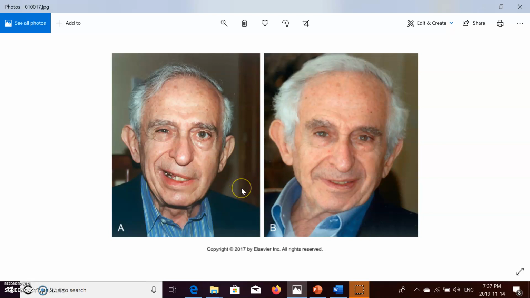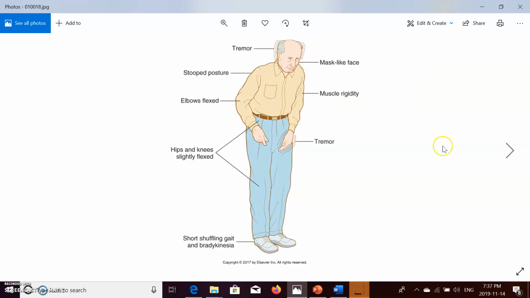It has no age group. Anybody can have Bell palsy. Some people, even after months of recovery, still have a weakness on the one side of the face where the nerve was attacked. This is an example of somebody suffering from Parkinson disease.